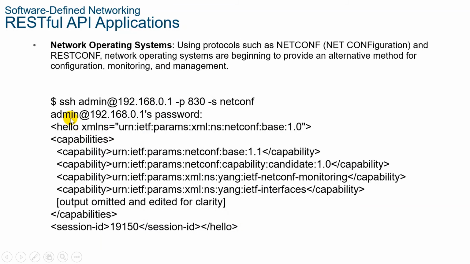And the last one is the network operating systems. Using protocols such as NETCONF, or Net Configuration, and RESTCONF, or REST Configuration, the network operating systems are beginning to provide an alternative method for configuration, monitoring, and management. For example, the following output might be the opening response from a router after the user has established a NETCONF session at the command line.